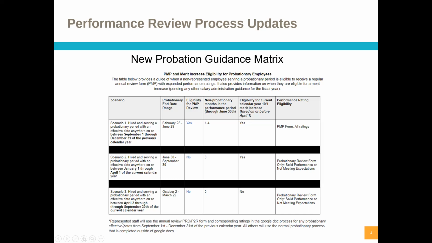At the bottom here, it talks about represented staff. They're going to use the annual PRD/P2R form and corresponding ratings in the Google process for any probationary effective dates of the previous calendar year. All others will use a normal probationary process that's completed outside of Google Docs.